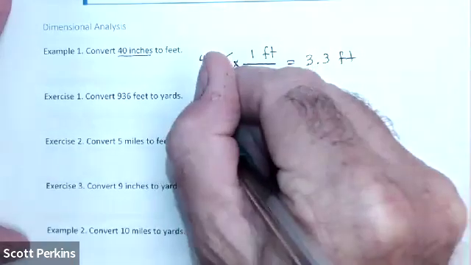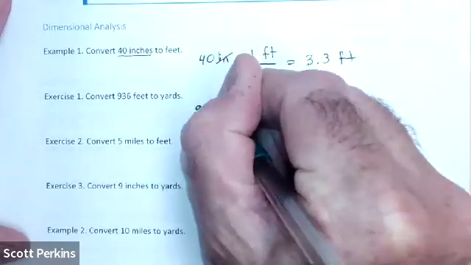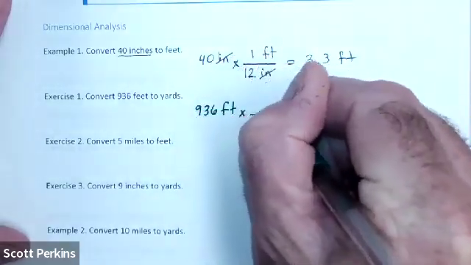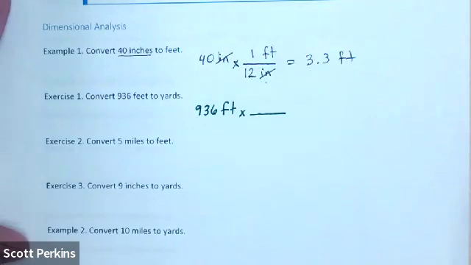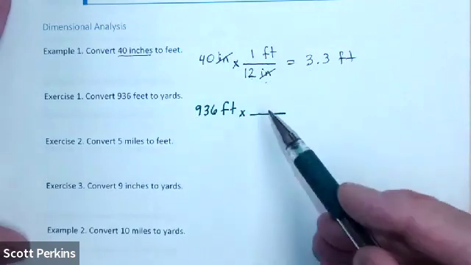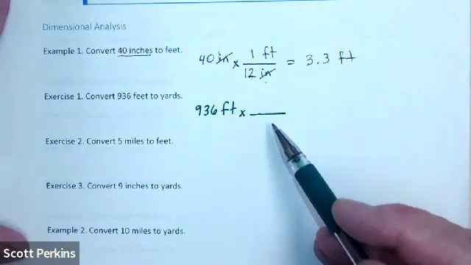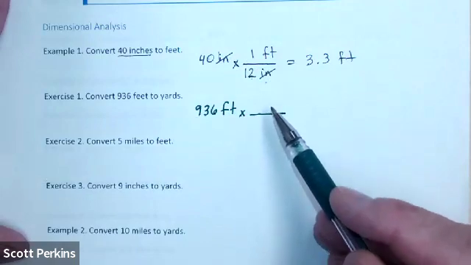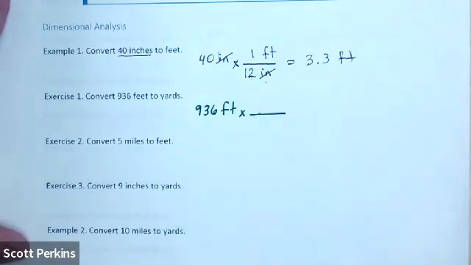So this one, we start off with 936 feet. What is my relationship between feet and yards given in the box? Said with authority, I love it. 3 feet is equal to 1 yard. So when I'm considering my unit ratio right here, where am I going to put the feet and where am I going to put the yards?